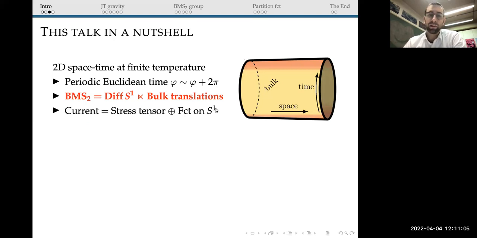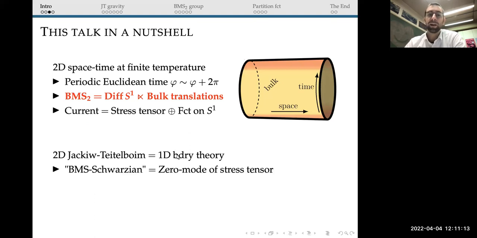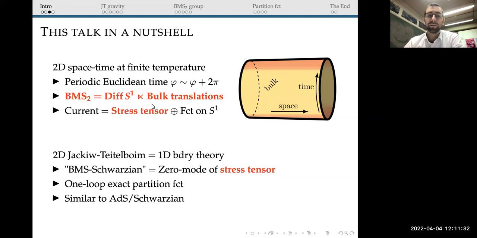I'm going to return to this later, but in particular, in trying to express the two-dimensional bulk Jackiw-Teitelboim theory as a 1D boundary theory, we will see that the corresponding BMS-Schwarzian, one of the ingredients of this 1D boundary theory, will in fact be the zero mode of this particular stress tensor, of the dual of these diffeomorphisms, which is again the standard situation in AdS2, but it will also turn out to be the case here in flat space. And so in particular, similarly to the correspondence between AdS and the Schwarzian, we're going to find in the end a one-loop exact partition function.